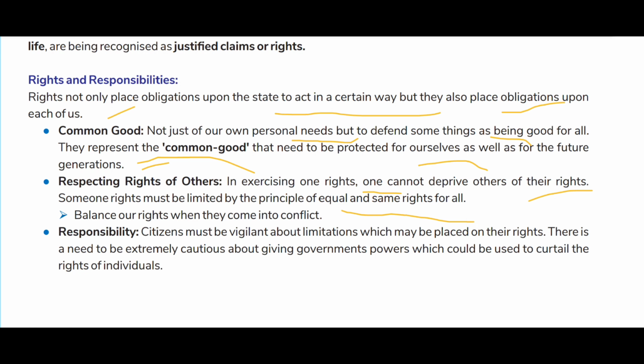Responsibility. Citizens must be vigilant about limitations which may be placed on their rights. There is a need to be extremely cautious about giving governments powers which could be used to curtail the rights of individuals.